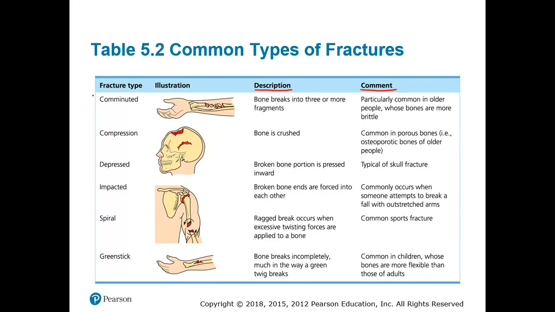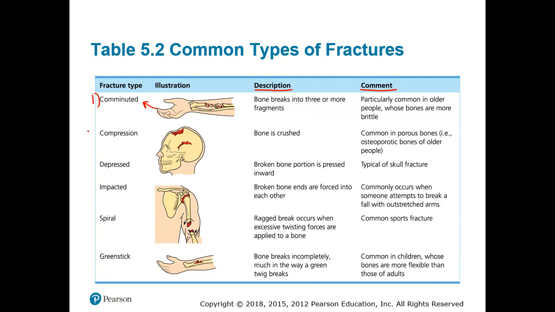The first type of fracture that we're going to talk about is the comminuted fracture. This is when the bone breaks into 3 or more fragments. This is going to be very common in older people whose bones have become more brittle. So here, this first image is actually illustrating the comminuted fracture. We see a bone here. Again, we see several bone pieces that are broken.